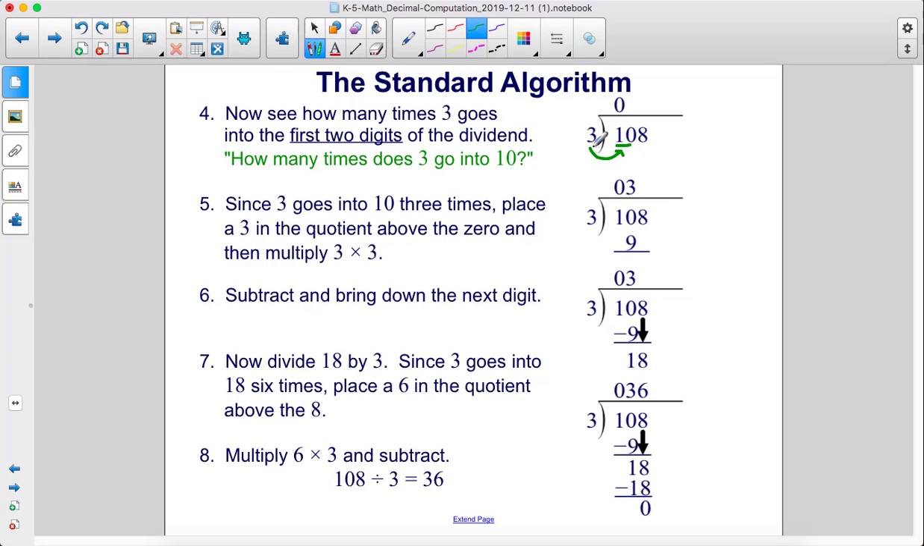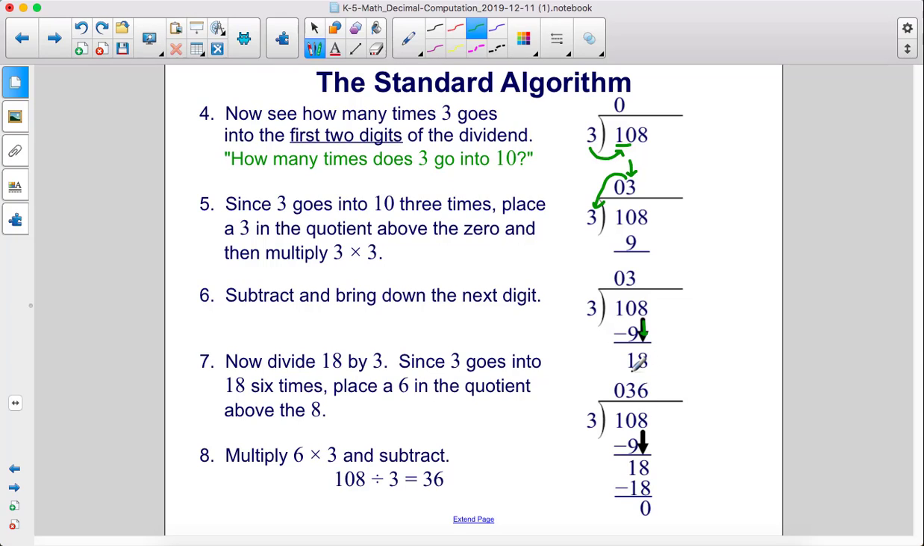How many times does 3 go into 10? Since 3 goes into 10 3 times, we place a 3 right above that 0. And then we multiply 3 times 3 and we get 9. So we place a 9 underneath the 10. Then we subtract. 10 minus 9 is 1. The next step is to bring down the next digit. We bring that 8 down here.